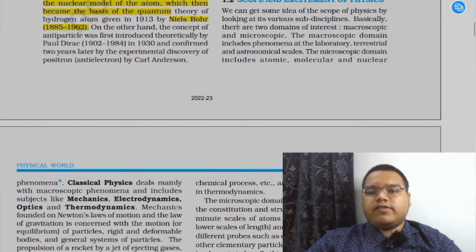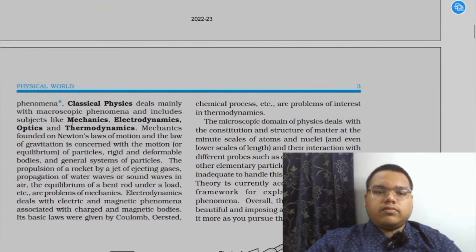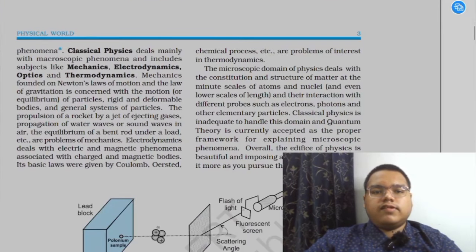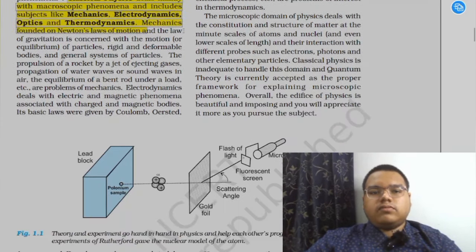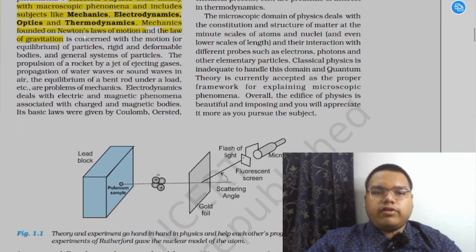Here it is given the scope of physics. This is classical physics. Classical physics deals with macroscopic phenomena and includes mechanics, electrodynamics, optics, and thermodynamics. Mechanics is based on Newton's laws of motion, the laws of gravitation by Kepler and Newton combined, motion of particles, and general systems of particles, like the propulsion of a rocket by a jet of ejecting gases. I will teach you this in my future videos.